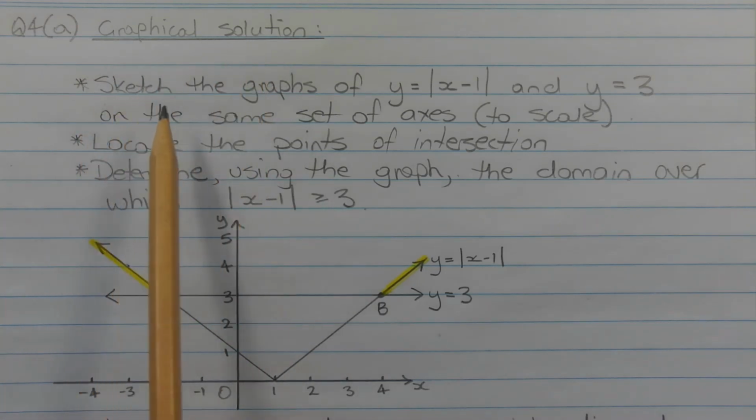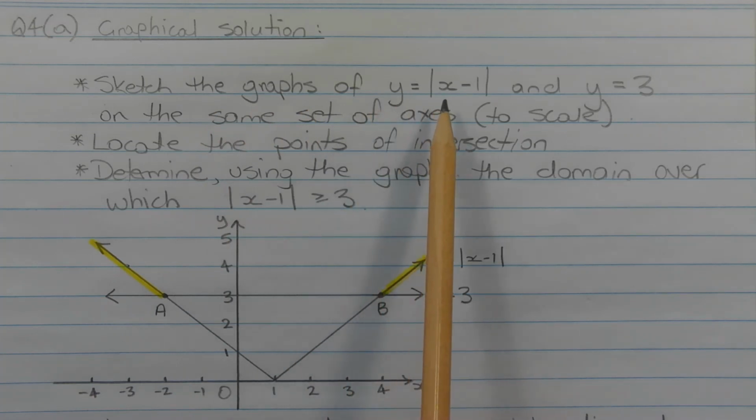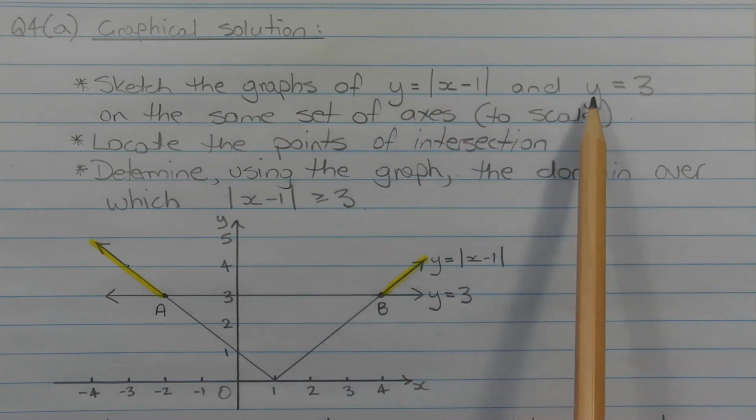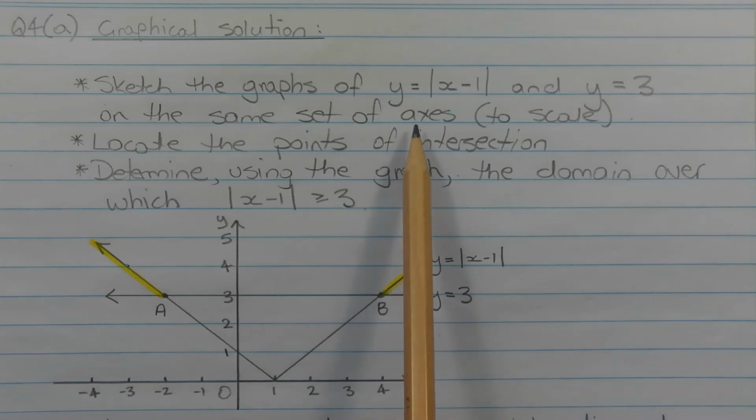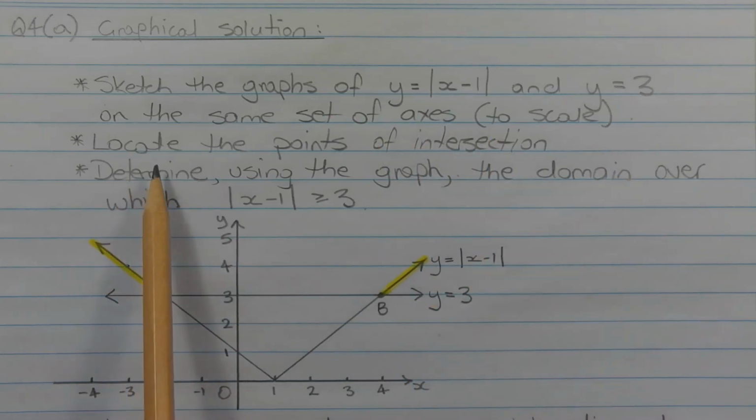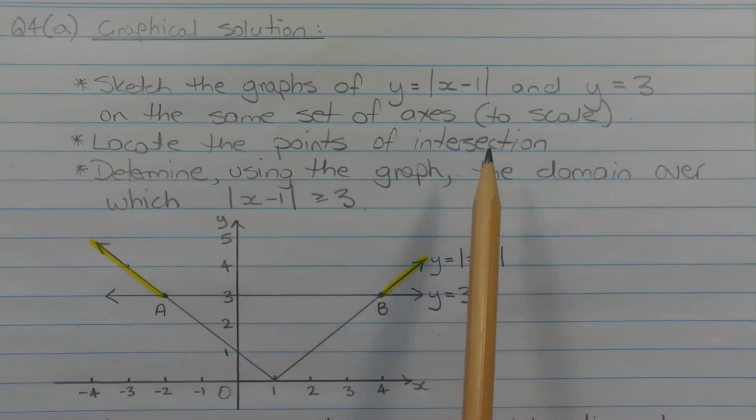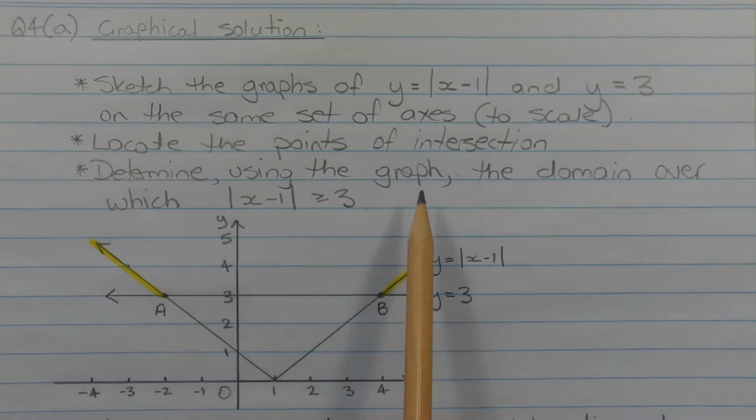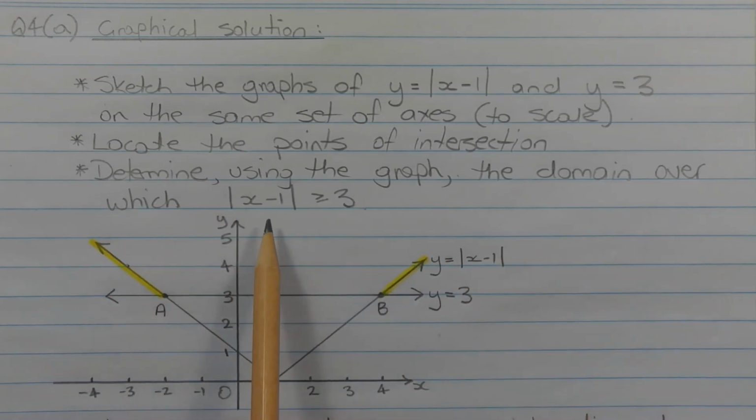And that involves sketching the graphs of y equals the absolute value of x minus 1 and y equals 3 on the same set of axes to scale, then locating the points of intersection, and finally determining using the graph the domain over which the absolute value of x minus 1 is greater than or equal to 3.